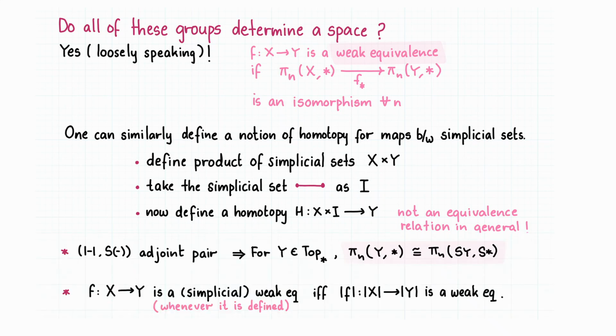So the adjoint property that we had before really says that for any space, the homotopy groups of that space coincide with the homotopy groups of the singular complex associated with that space. So if you want to know the homotopy groups of this space Y, it's enough to look at the homotopy groups of SY.